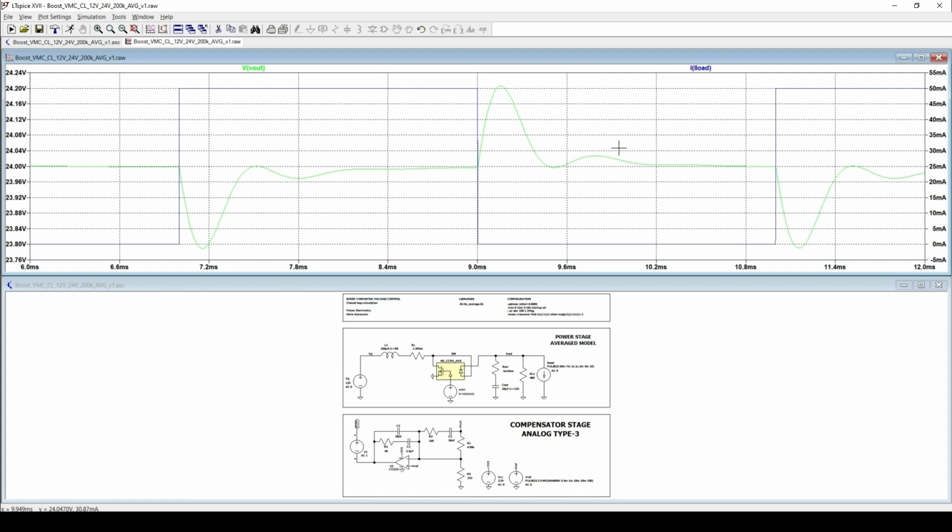Even though this is an averaged model, the response is not perfect. We still see overshoot and undershoot, which reflects the finite bandwidth and phase margin of the control loop. This is exactly what we expect from a properly tuned system: stable, well damped, but not artificially ideal. This gives us confidence in the compensator design, but it is still an idealized view. Next, we will see what happens when switching effects are included.